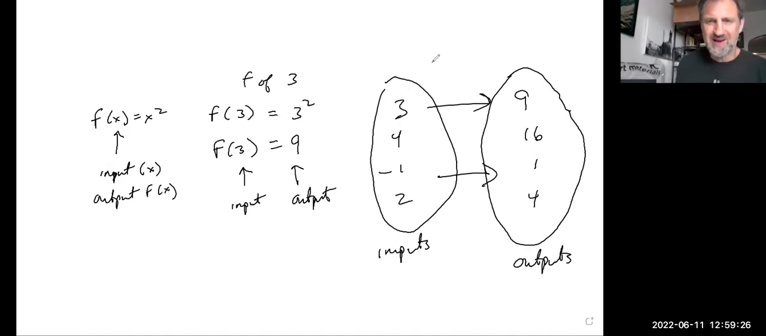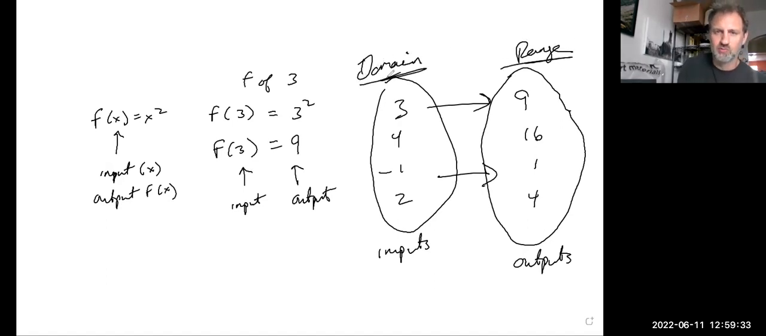The words domain and range mean the set of all possible inputs and the set of all possible outputs. So let me just write that down here.